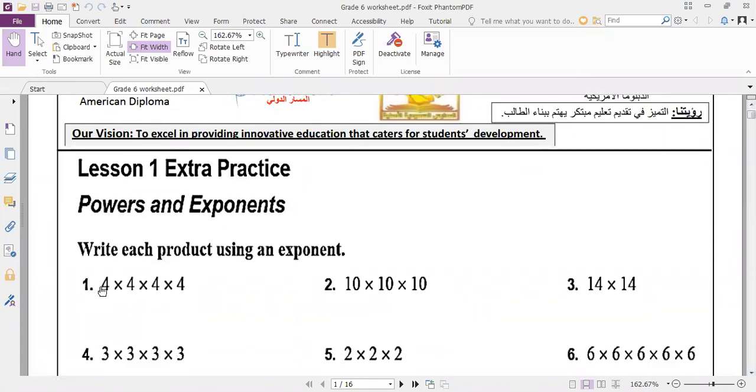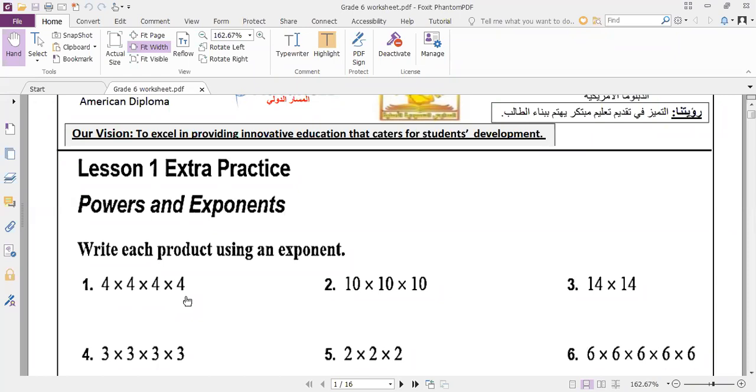I can see here, Muhammad, 4 is multiplied by itself. How many times? Count with me: 1, 2, 3, 4. How can I write this number? I will write this number, Muhammad, as 4 raised to power 4.